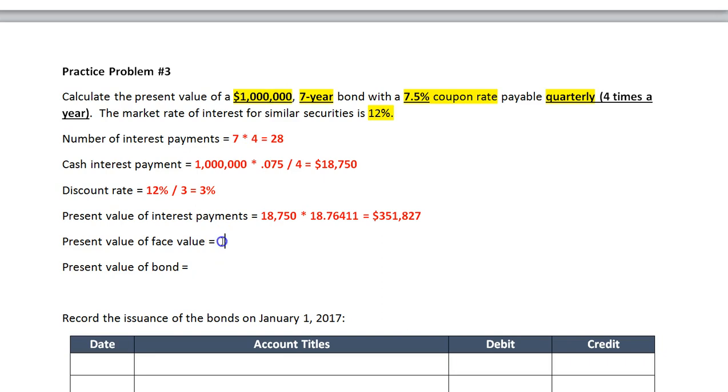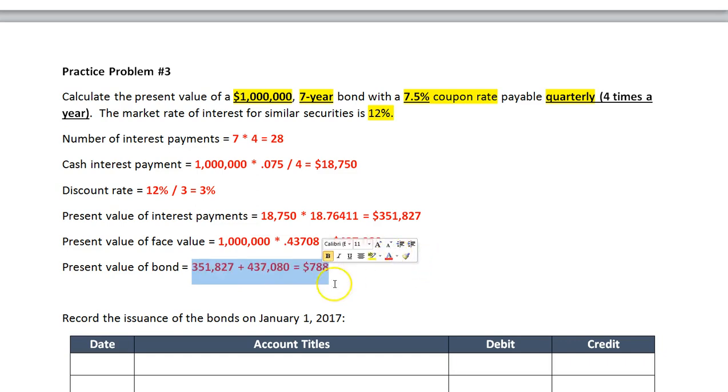Now we're going to do the same thing for the face value, so it'll be the $1 million face value. We're going to plug it into the present value of $1 table, and we'll get this factor, 0.43708, and it's equal to 437,080. Now the present value of the bond, if we add the two numbers together, whoops, I need to go back. We get to that number.